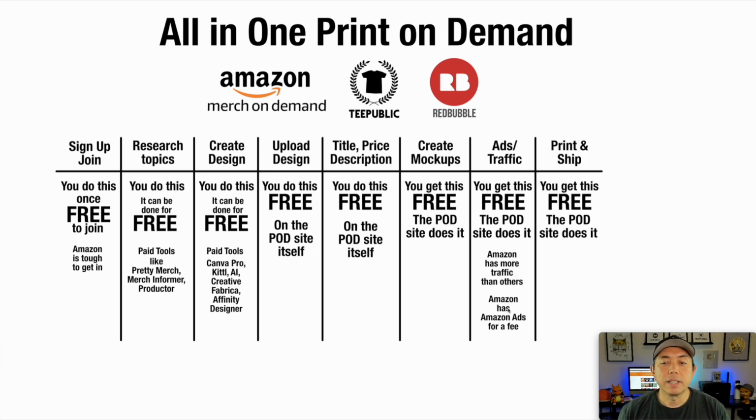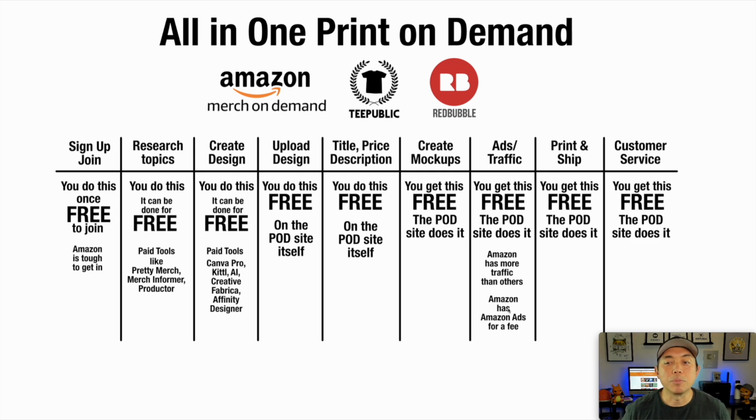Next is printing and shipping. This is where the all-in-one print on demand is really powerful. It does all of this for you. So you don't have to go and send out something to get printed or something to get shipped. Amazon will actually print it and ship it for you, or TeePublic will actually print it and ship it for you. You don't even have to worry about that. So this is something that you get free with the all-in-one.